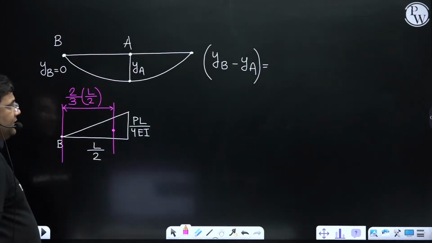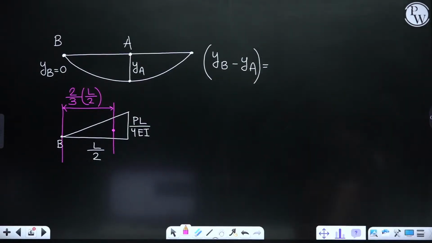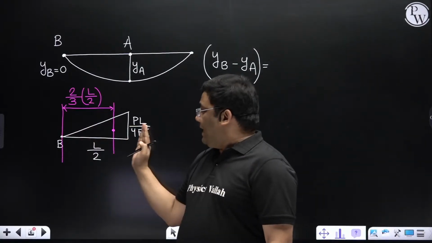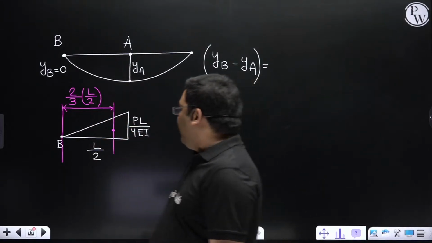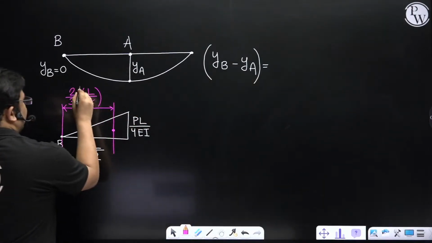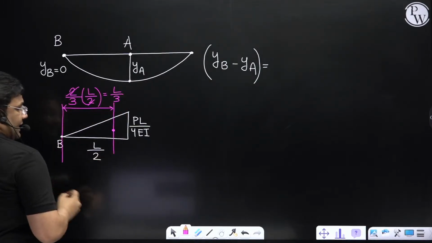This is the property of a triangle: the centroid is at a distance of 2 by 3 of this dimension, and this dimension is L by 2. So 2 by 3 of L by 2. How much are you getting? You are getting L by 3. So this distance is L by 3.